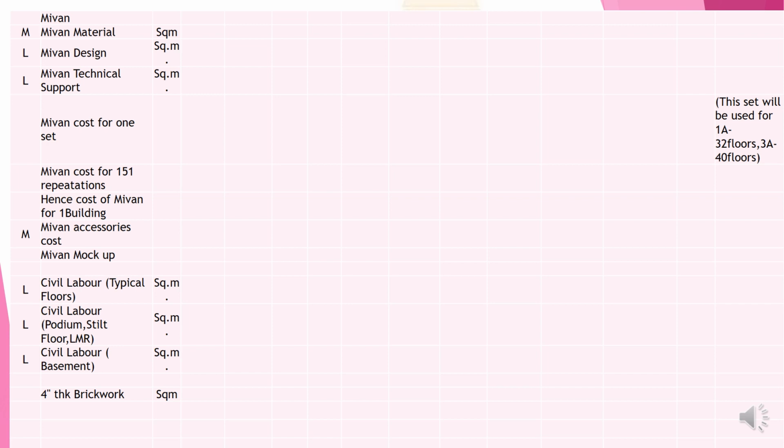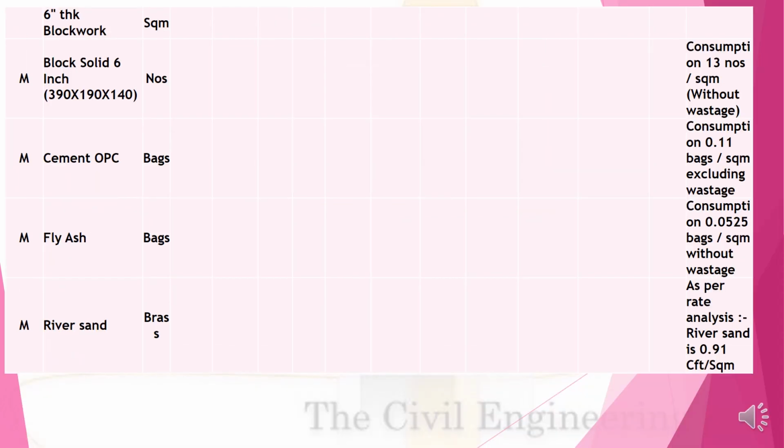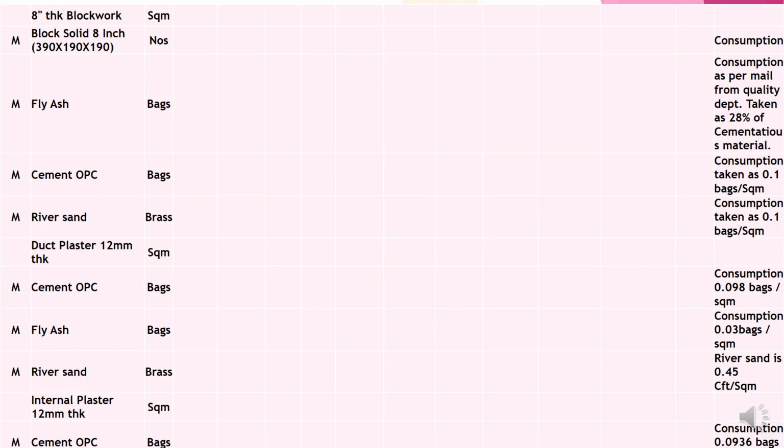Civil labor cost for various areas, like a brick wall. Here I have considered many analyses of the consumption and everything. Based on this, all these rates have been worked out. If this consumption varies, you have to change accordingly. The same way for brickwork, fly ash, cement, river sand.